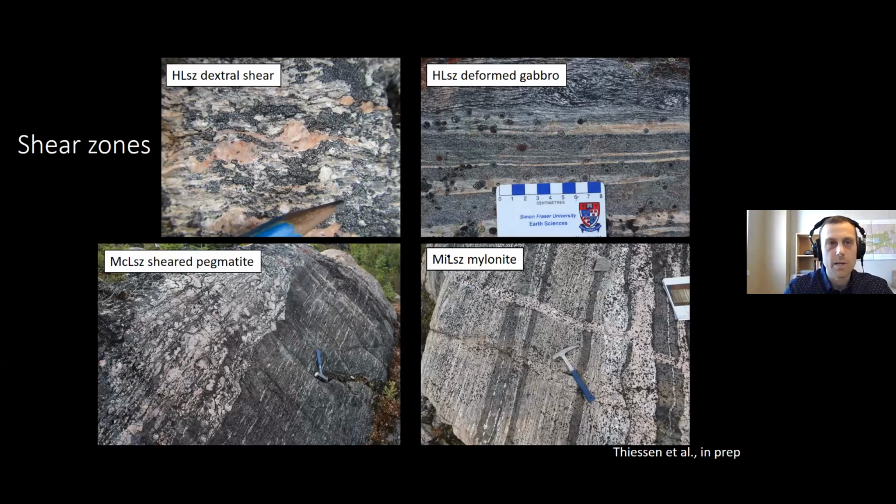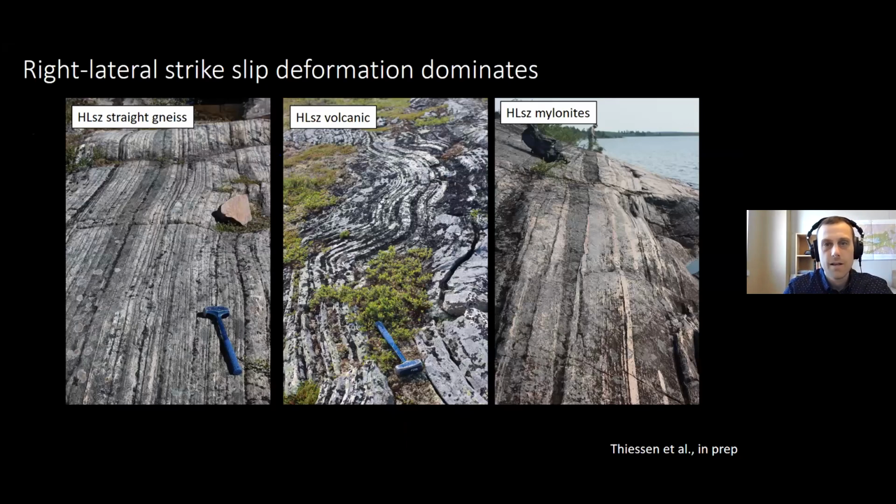And again, these are just some pretty pictures from the Howard Lake shear zone. You can see a straight gneiss on the left. The middle picture is interesting. These are some of the interbedded felsic and mafic volcanics from the Howard Lake region. Now they're quite deformed. And on the right is again some mixed mylonites, amphibolite and granite and aplite mylonites there on the shores of Howard Lake.